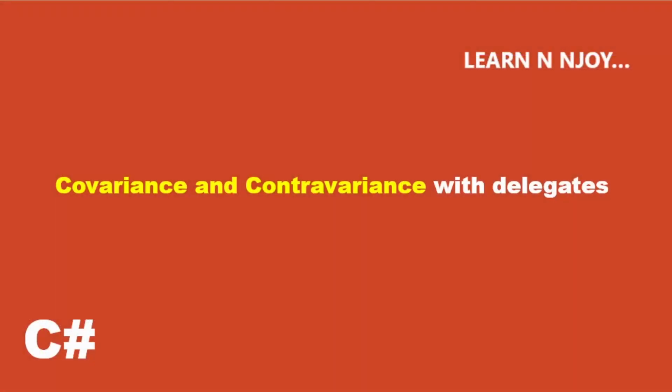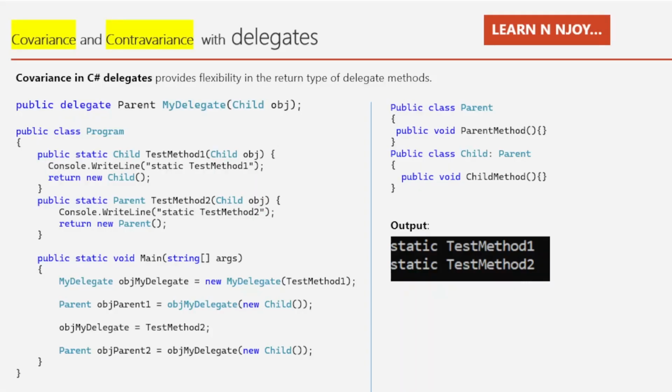Covariance and contravariance with delegates. So here we are going to see examples of covariance and contravariance with delegates. Okay. So covariance in C# delegates provides flexibility in the return type of the delegate method. Let's try to understand with the help of the examples shown over here. So here I have defined the delegate signature that should match with the method signature. That's what I have written: public delegate parent MyDelegate child obj. Here if you notice, the return type of the delegate is the parent class object. So here with the help of covariance, instead of a parent class object, we could return a child class object, and that should be fine. Okay, let's see how it works.